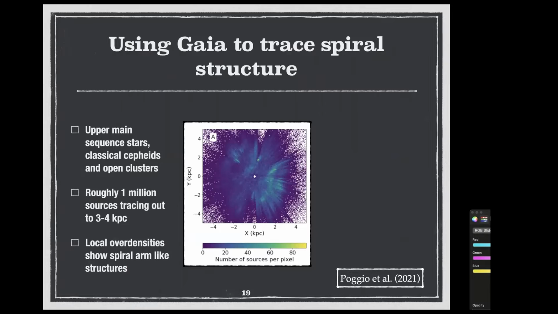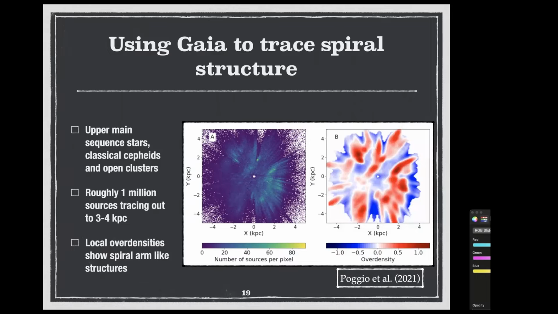Gaia, as I mentioned, is getting stellar parallaxes. You might think, well, we can get the spiral arms from there, at least the ones that are close to us. This was a study that came out just this year, looking just at upper main sequence stars and some classical Cepheids in open clusters, about 1 million stars. Here's the density distribution in the plane of the galaxy. And so you see some things, but once again, if you look at the overdensities with respect to this local stellar density, some structures come out and maybe we're seeing some spiral arms here.